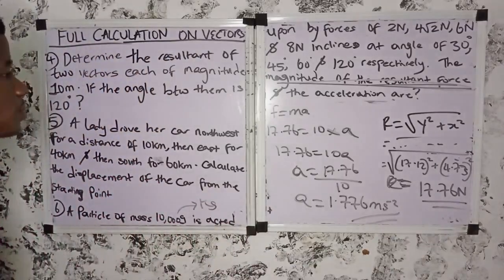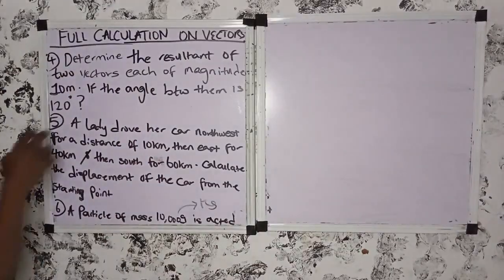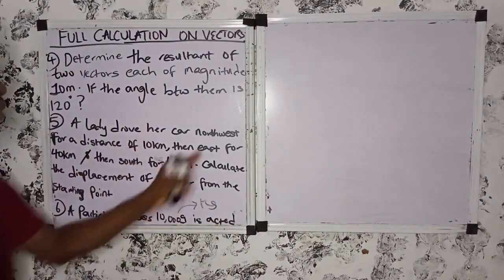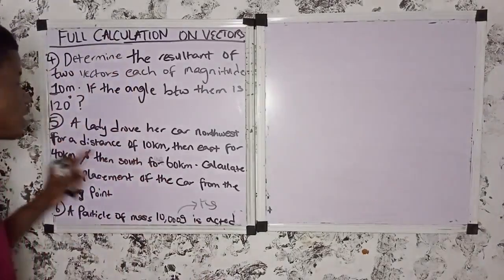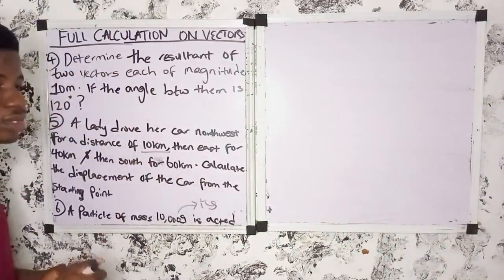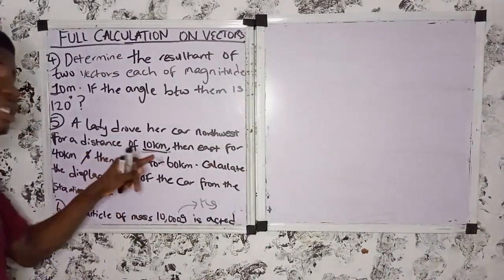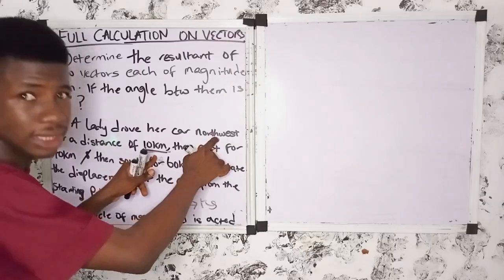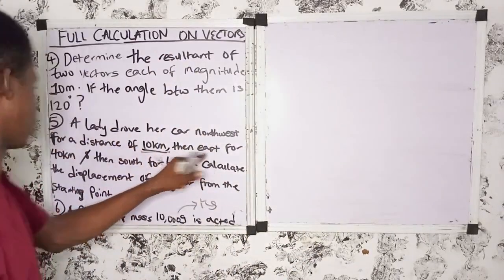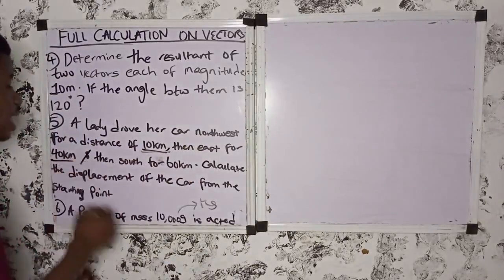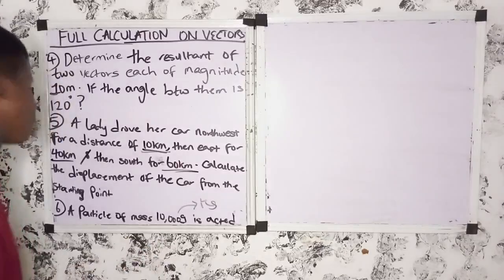Now let's move to the next question, question 5. They said a lady drove her car northwest for a distance of 10 kilometers, then east for 40 kilometers, then south for 60 kilometers. Calculate the displacement of the car from the starting point.